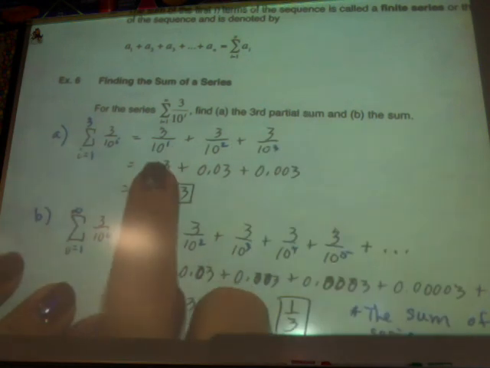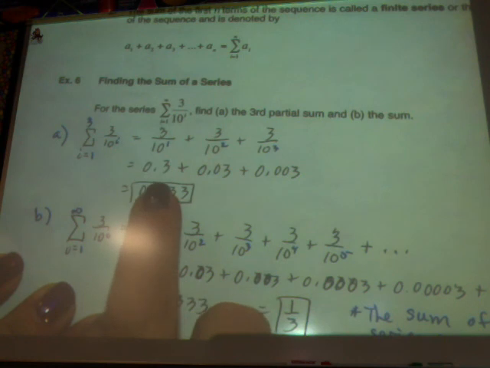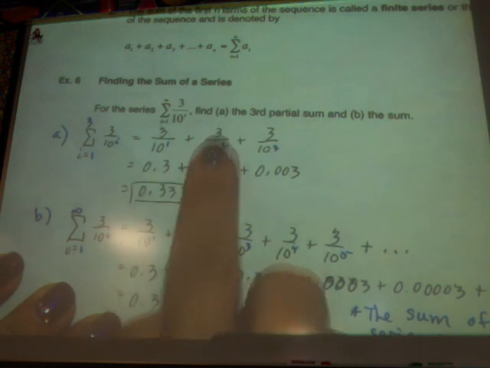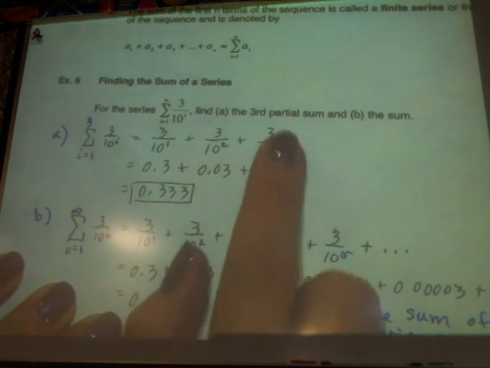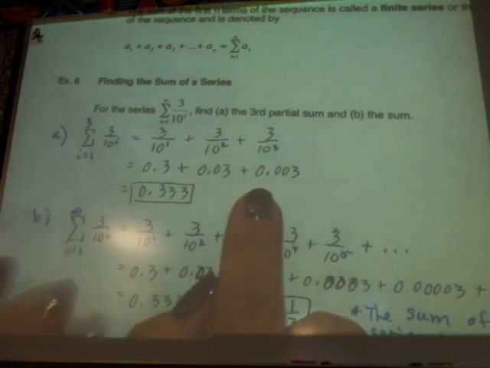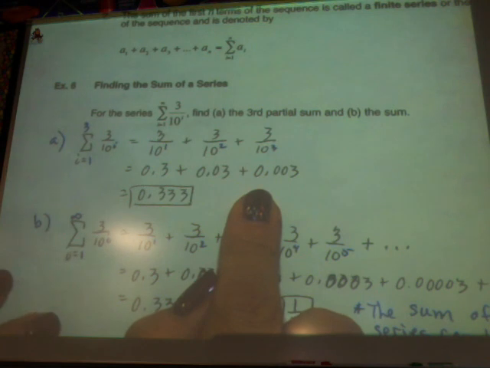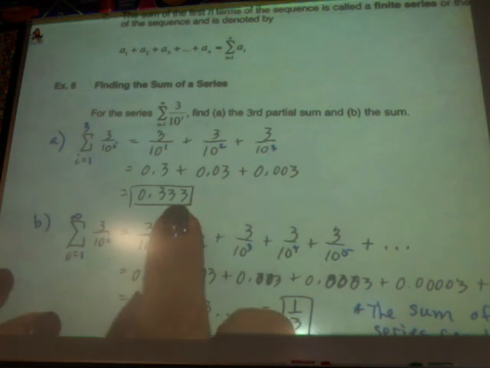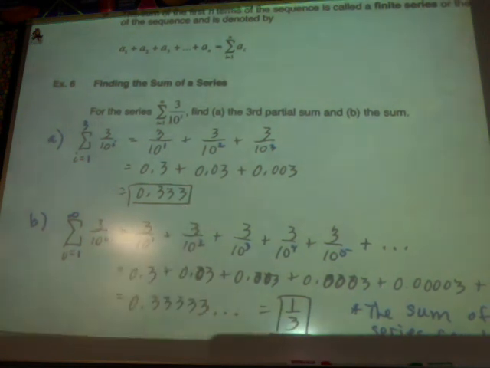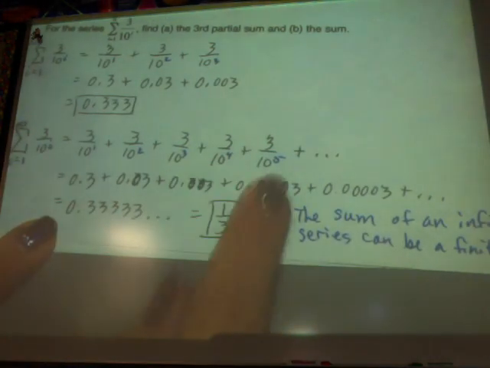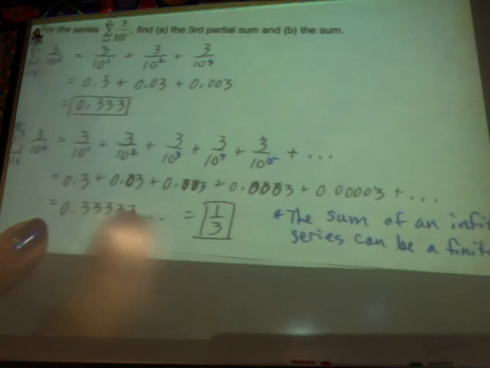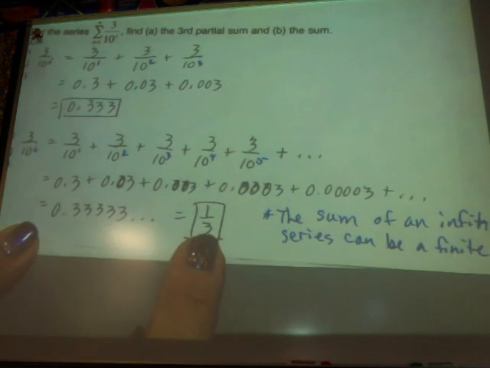So I did 3 over 10 to the first. Isn't that 0.3? 3 over 10 squared, that's 3/100ths. Isn't that 0.03? 3 over 10 cubed, isn't that 0.003? And if I add these together, don't I get this? What fraction does that appear to look like? 1/3. And then if I continue on, I even went out to the 4th and the 5th, and it does end up coming out to be 1/3.